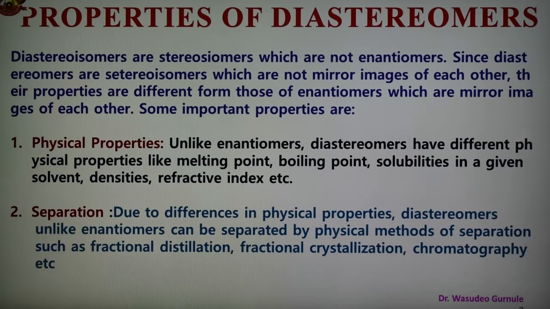Second important property of diastereomers is separation. As there are differences in physical properties, diastereomers, unlike enantiomers, can be separated by physical methods of separation such as fractional crystallization, fractional distillation and chromatography. So these are the separation methods of these isomers.